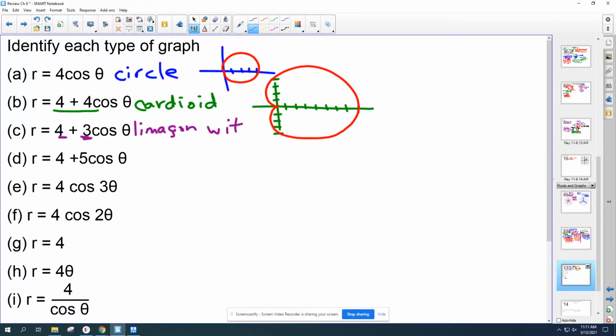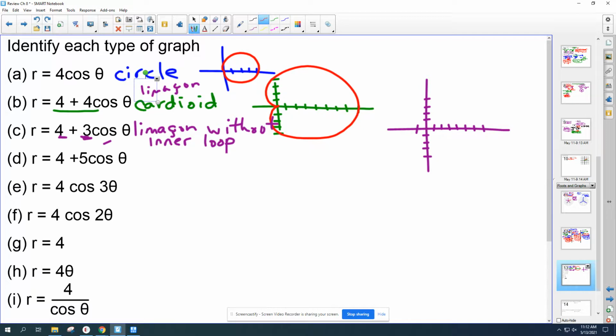A limaçon without an inner loop. And by the way, a cardioid is also a special kind of limaçon, but it's got a special name. A limaçon without an inner loop looks like this. Again, cosine, so it's pointing in the x direction. If you add those 2 numbers together, you get 7. 1, 2, 3, 4, 5, 6, 7. If you subtract those numbers, you get 1. That first number is 4, so 1, 2, 3, 4, 1, 2, 3, 4.